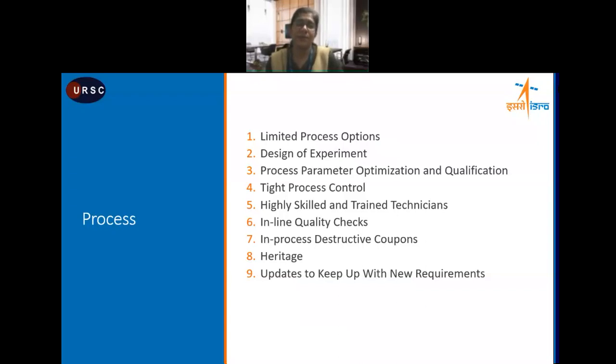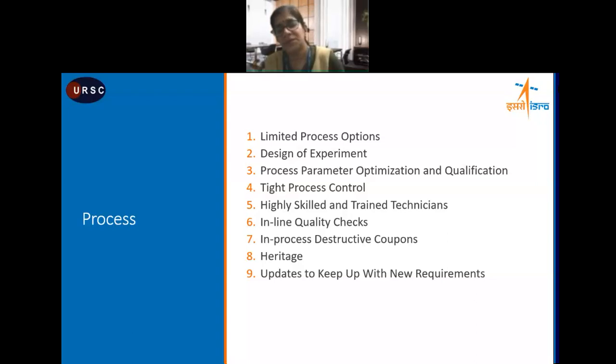When we realize the flight hardware, we put a very tight process control. We have very highly skilled and trained technicians who are well versed with these specific special processes. We also incorporate quality checks. We have an online QA. We make in-process destructive coupons to ensure that the process is under control without tampering with the actual hardware. We also look for, as I told, heritage processes and heritage applications when we realize the hardware, and we also try to keep up with the new requirements. As and when a new mission requirement comes, we try to update ourselves.